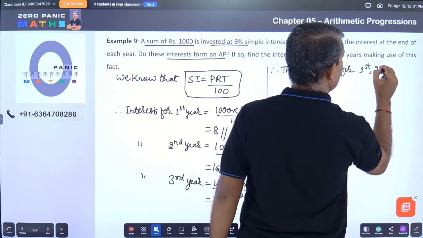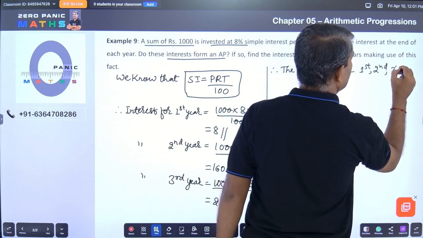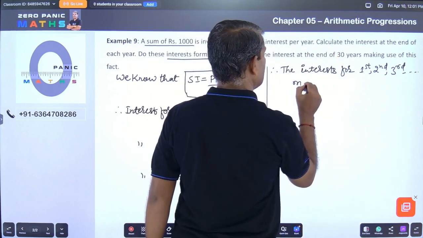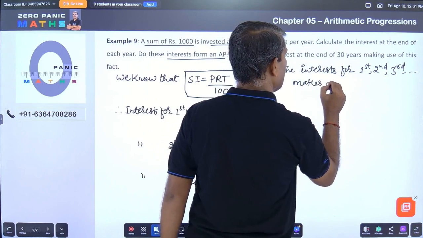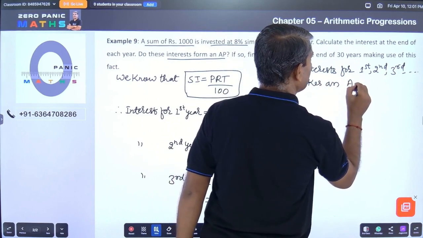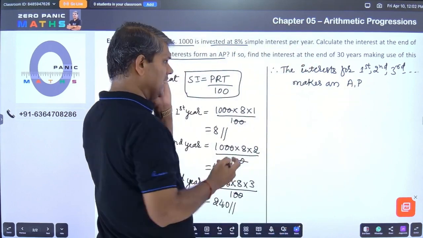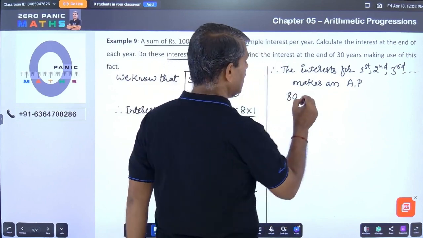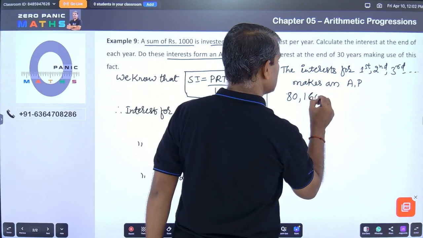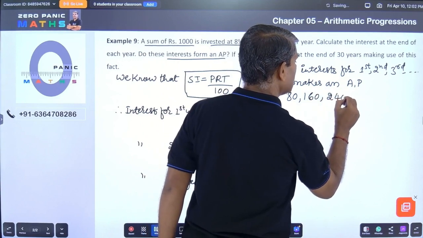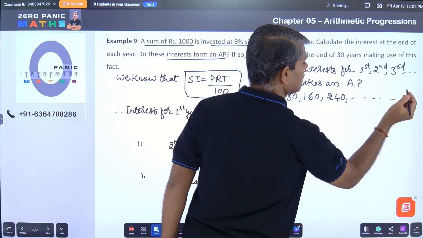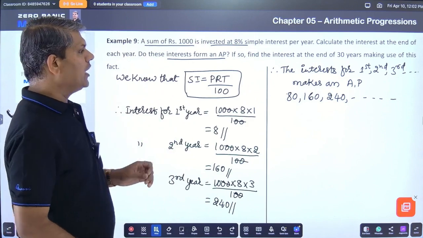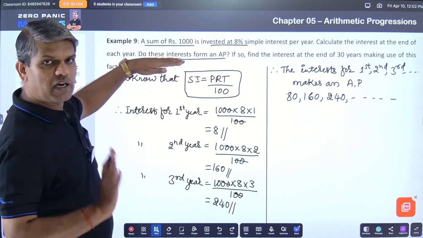First year, second year, third year makes an AP. You can say that it represents an arithmetic progression. The interests are rupees 80 for the first year, rupees 160 for the second year, 240 for the third year, and so on. That is our arithmetic progression, right? Now with this arithmetic progression, the first part is completed.